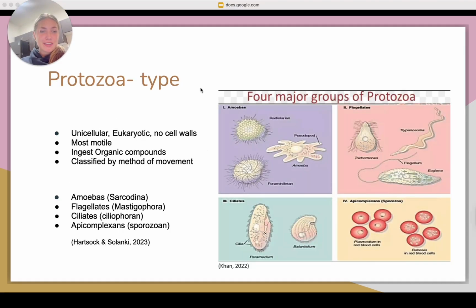Now we have protozoa, which are unicellular eukaryotes with no cell walls. They're the most motile out of fungi, algae, and helminths, and most ingest organic compounds.